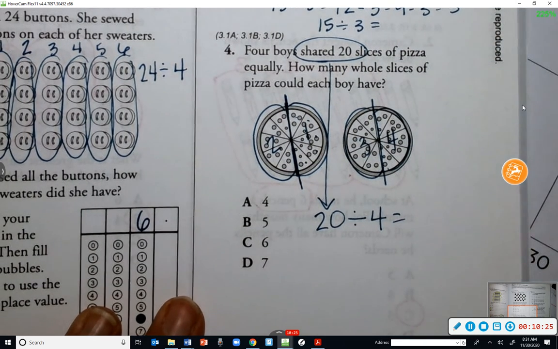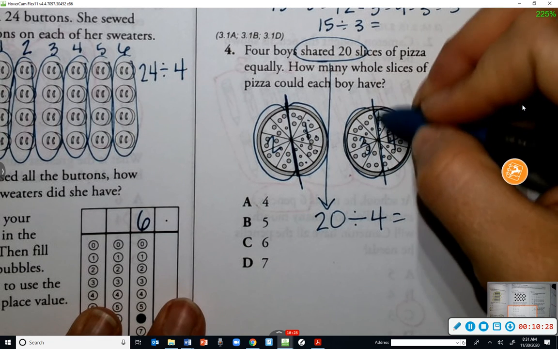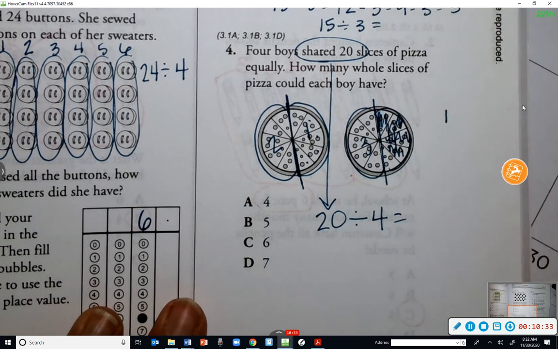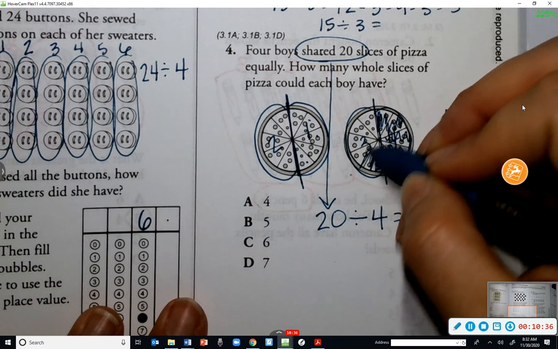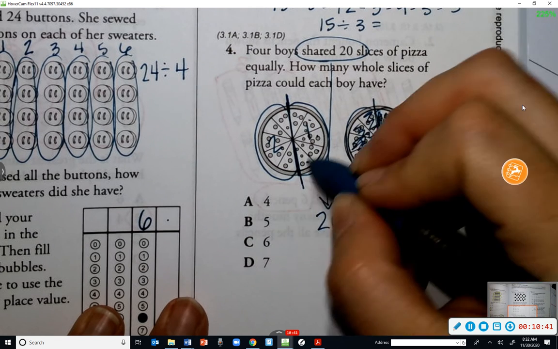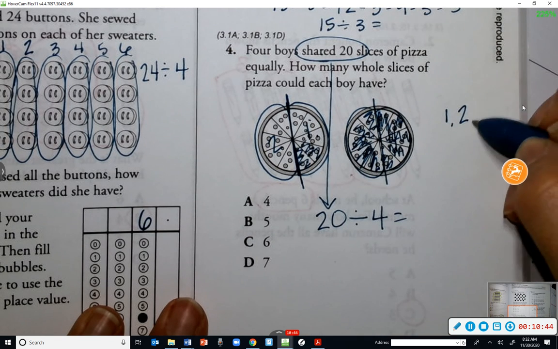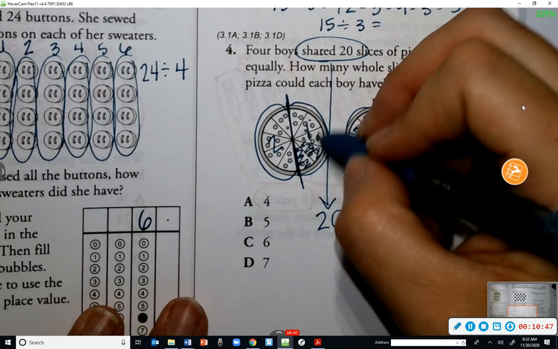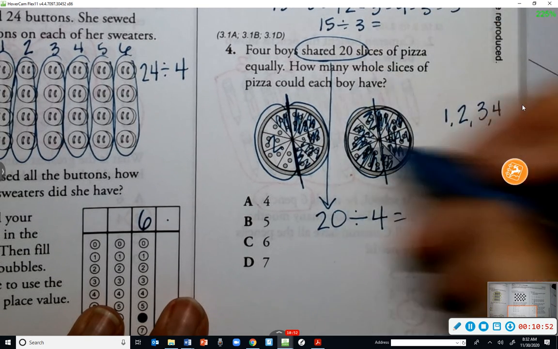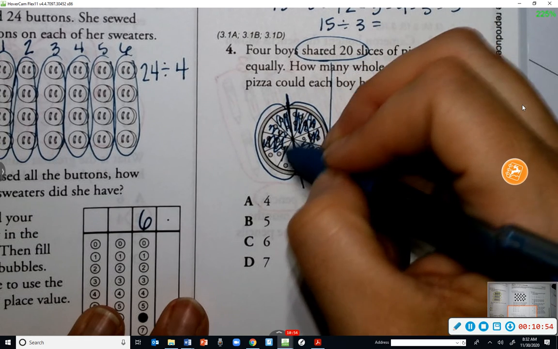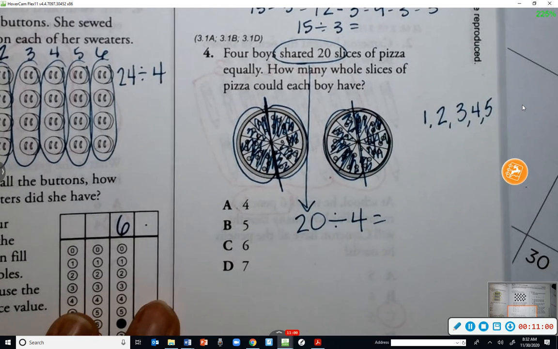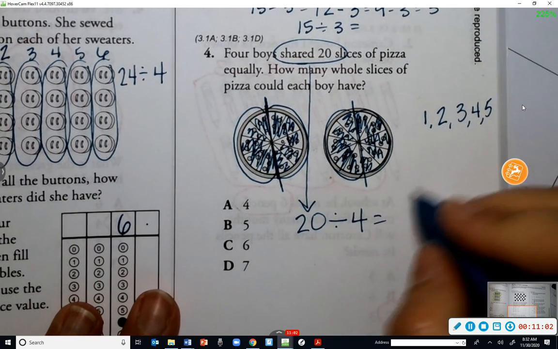Now what Bryson did was mark, or you could have shaded 1, 2, 3, 4. That would be 2 groups now. 1, 2, 3, 4. That's a third group that we just made. 1, 2, 3, 4. 4 groups. 1, 2, 3, 4. There's another group. So I ended up making 5 groups of 4. So 5 is your answer.